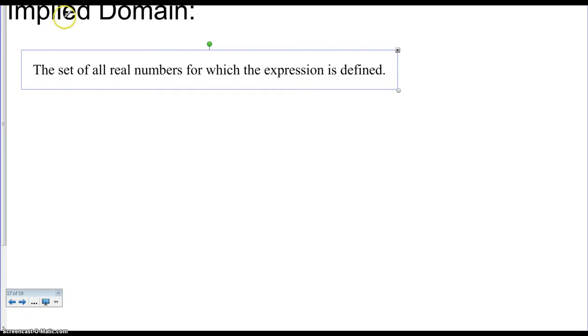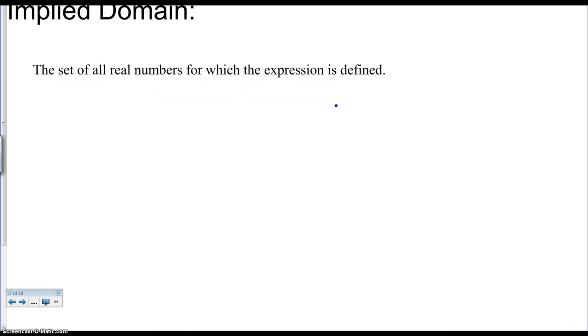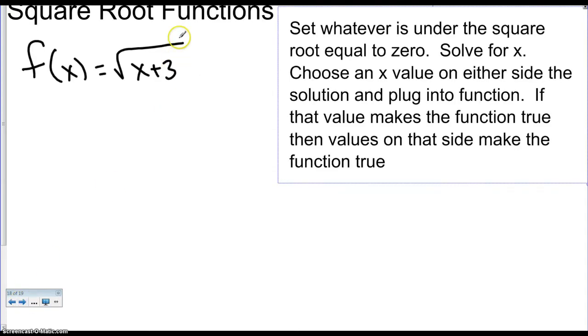So what happens is, because the domain deals with the x values that I'm plugging in, sometimes they don't work. And what we want to find is the set of all real numbers for which an expression is defined. So I'm going to deal a lot more with this on Thursday, but there's two types of functions I want to have you guys take some notes on, and we're going to talk more about tomorrow about why this is the case. And one of them is called a square root function.